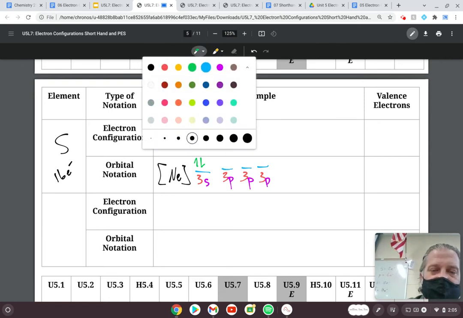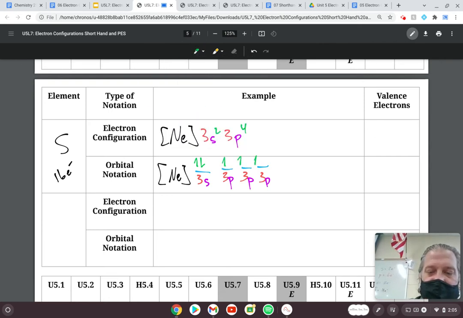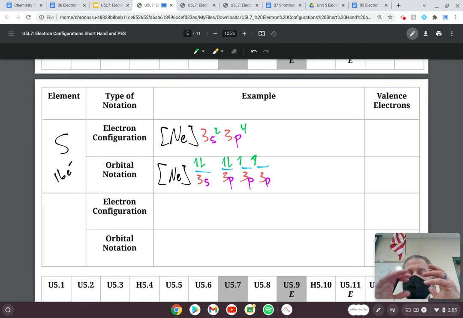And then I'm going to go arrow up, arrow up, arrow up, and then arrow down to get to my 3p4. So at this point, I've now written the noble gas shortcut for sulfur by using neon, which really means 1s2, 2s2, 2p6, and then just finished it after that.